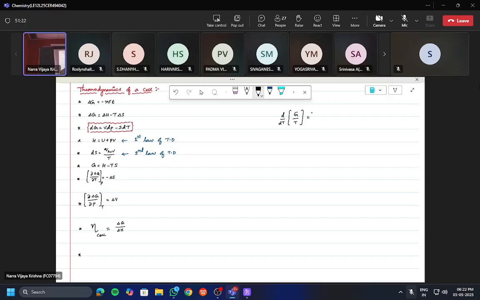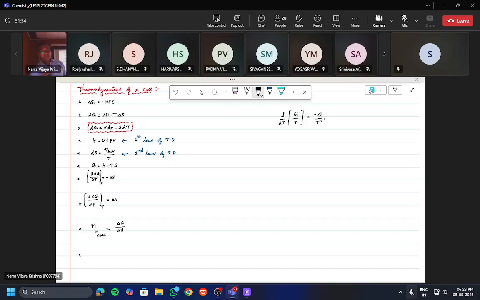U is G, V is 1 by T. Then what is the UV rule formula? U into differentiation of V, which means G into differentiation of 1 by T. What is the differentiation of 1 by T? Minus 1 by T square. This is differentiation. Differentiation of 1 by T is minus 1 by T square. Correct?